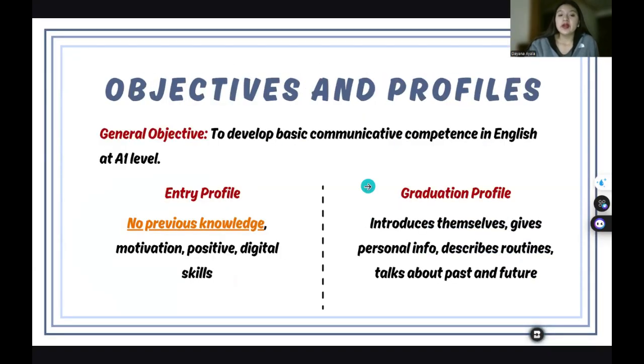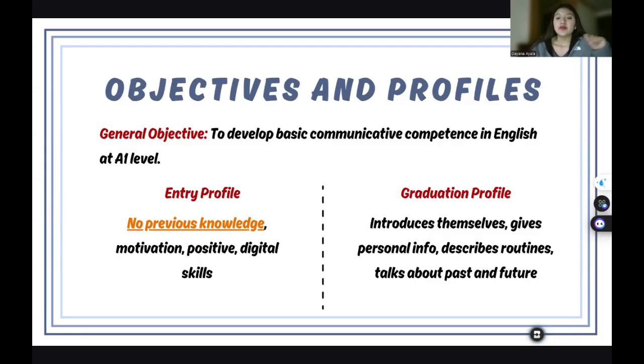Then we need to include the objectives and profile. We know that in everything that we do, we need to create a general objective. As we can see here, we have to develop basic communicative competences in English at A1 level. That is my general objective. Obviously, we also need to create some specific objectives. I don't include them in this part, but you need to create maybe 4, one for each unit, because in my case we have 4 units, so I have 4 specific objectives.